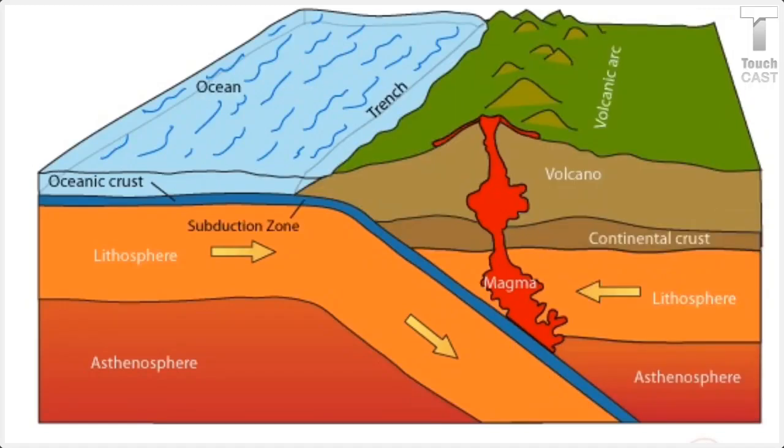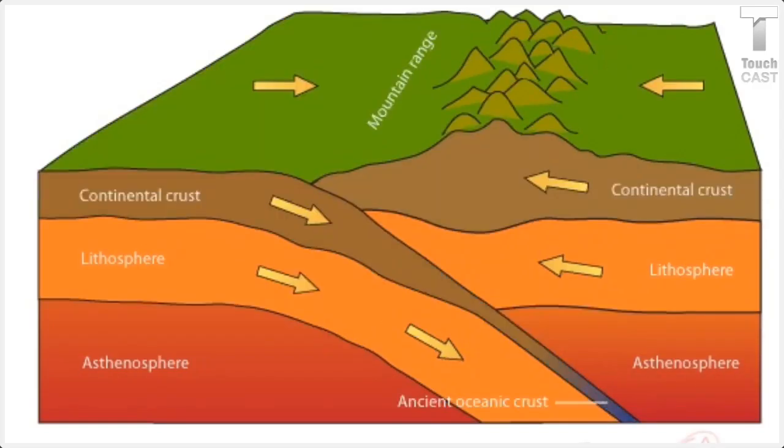Here's our visual for an oceanic-continental convergent boundary, where the more dense oceanic crust will subduct underneath the continental crust. Once again, the magma gets pushed up and we get the creation of coastal volcanic mountains. The real-world example being the Andes Mountains in South America.